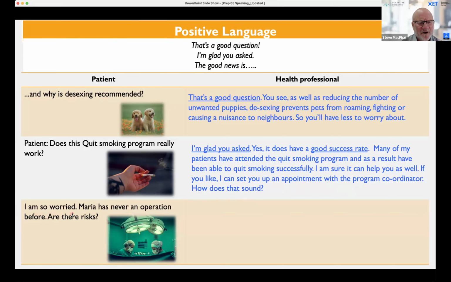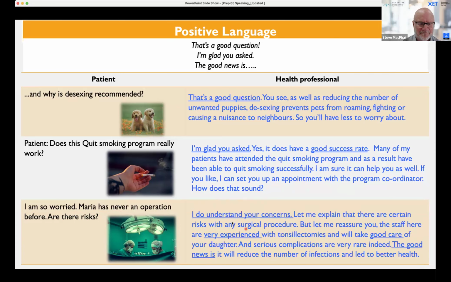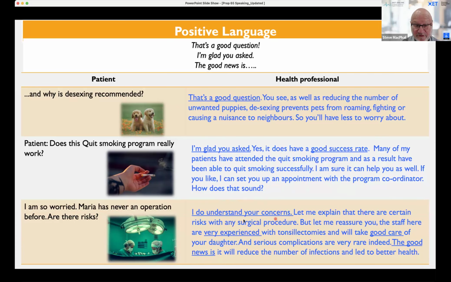Next one: "I'm so worried. Maria's never had an operation before. Are there any risks?" "I do understand your concerns. Well, there are concerns, risks. I do understand your concerns.